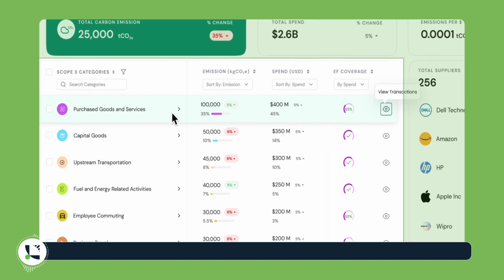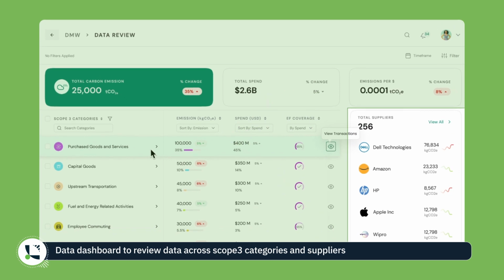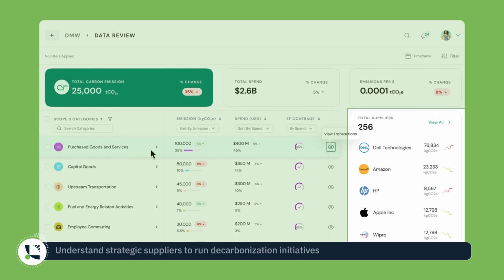User can drill down the data by several parameters. They can view by scope, spend categories, and by suppliers. This helps organizations understand strategic suppliers and sets them on a journey to decarbonize their supply chain.